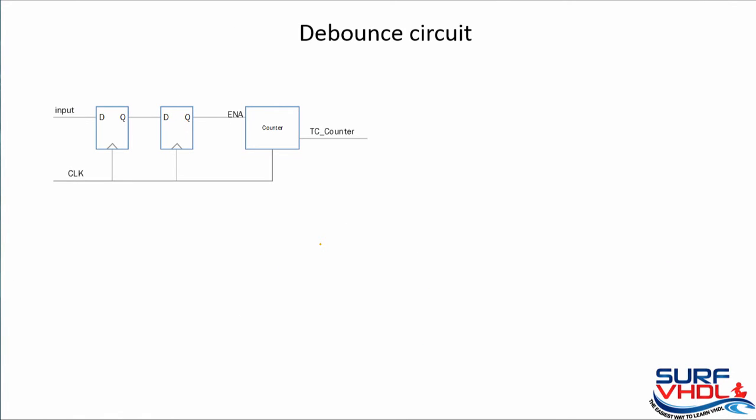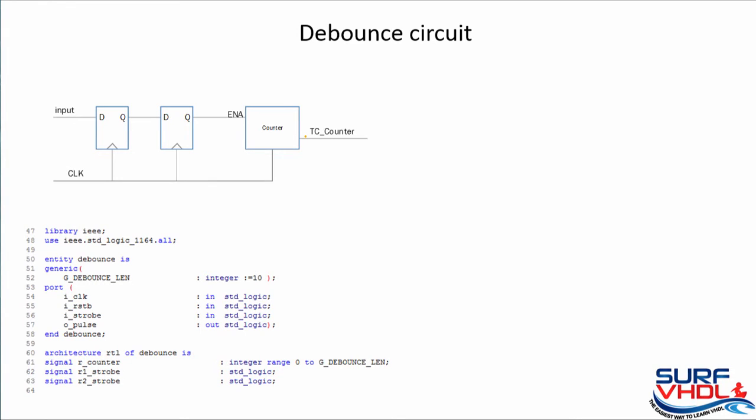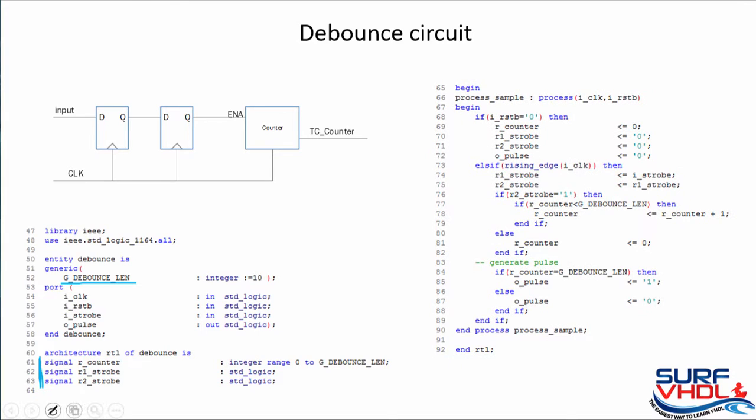So in this case, we design a circuit that has two flip-flops to avoid metastability on the input, and a counter that counts how many clock cycles we want to filter. This is an example of an entity that implements these circuits. We use a generic to define the debounce length, and then we have input clock and reset, input strobe, and output pulse, declaration of our internal signals, and then under reset, we reset all the internal state.